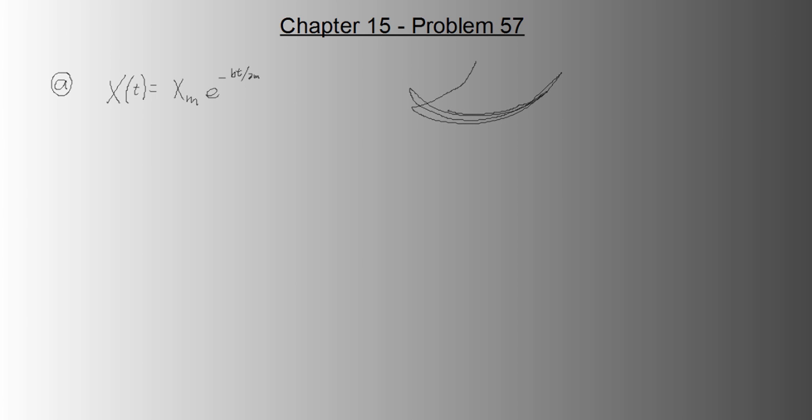Let me try redrawing that. You have something like swinging, so it starts up here, and then on the way back it doesn't quite go as high, and then on the way back it doesn't go quite as high, and eventually it's like, and then it stops, right? So that's damping. Energy is pulled out of the system.